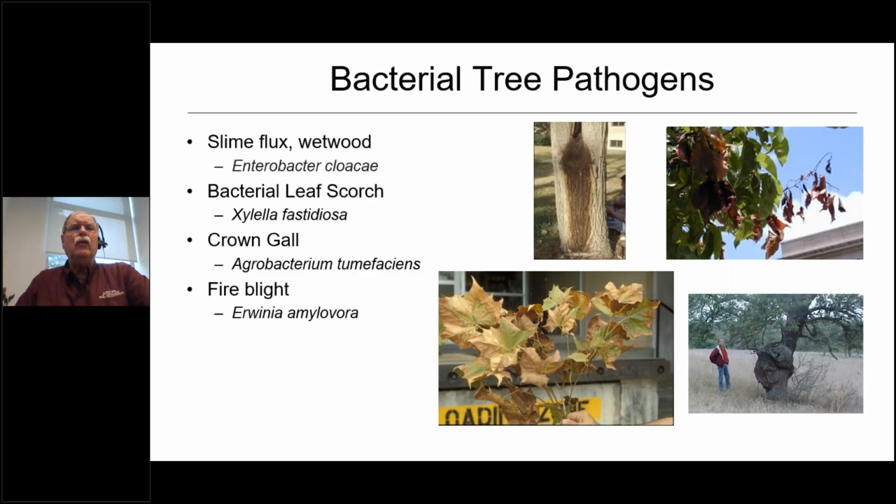As far as trees go, we're familiar with some of these organisms. I just put them up here to remind you. Indeed, we have slime flux right here produced by a bacteria. We've got bacterial leaf scorch down here in the lower left caused by Xylella. We do have crown gall right here on the right. I'm sure you all are familiar with that. And then in the upper right-hand corner, we've got fire blight. All of these are types of bacteria that produce tree pathogens in the manners that I described.